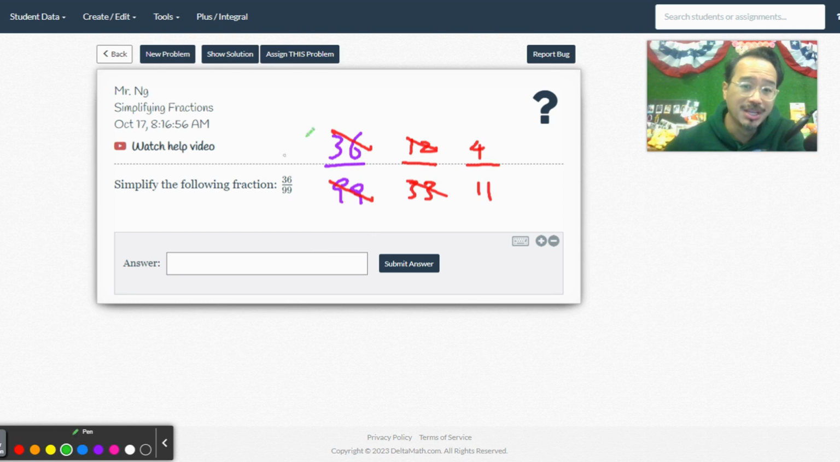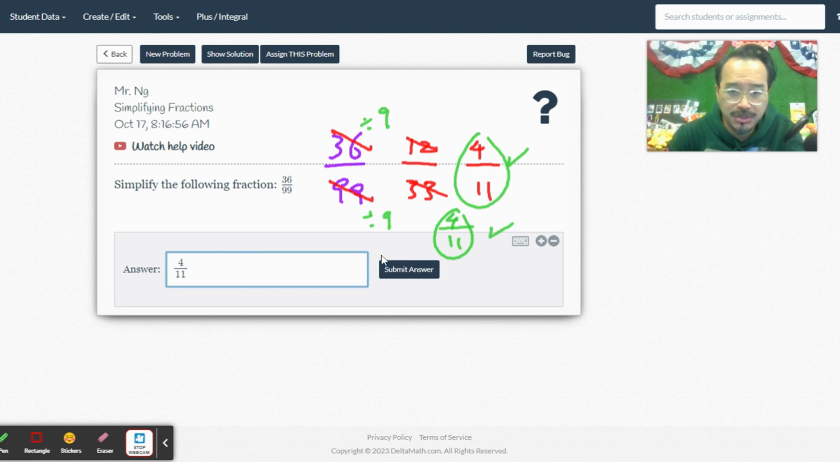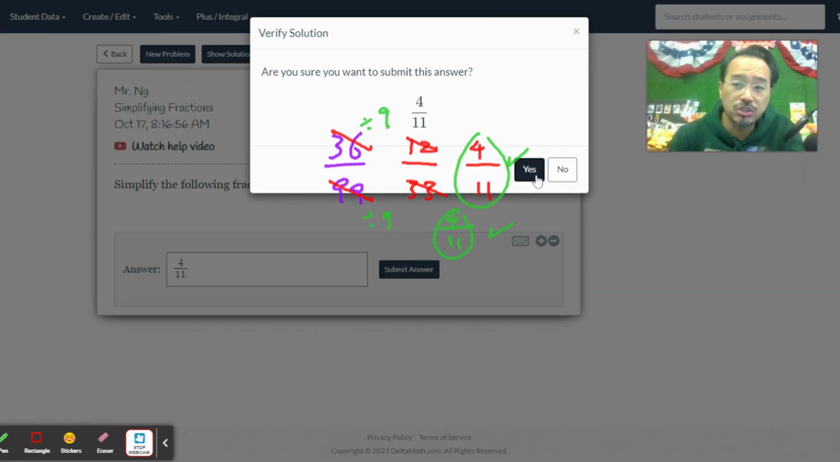Simplest form. Now, I'm going to use the GCF here. Can you think of the GCF of 36 and 99? Yeah, it's 9. If you have the presence of mind to know that, then go for it by all means. So 36 divided by 9 is 4. 99 divided by 9 is 11. Just like that. Same thing. I'm going to put that as 4 over 11. Submit. This is as good a question as it gets.